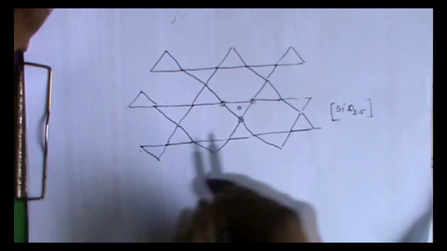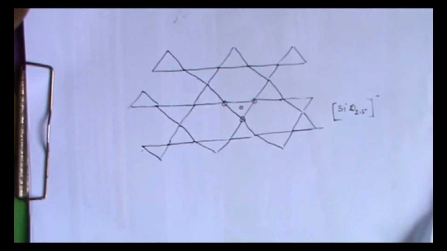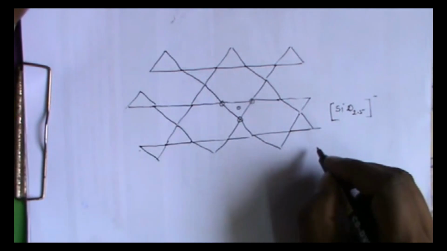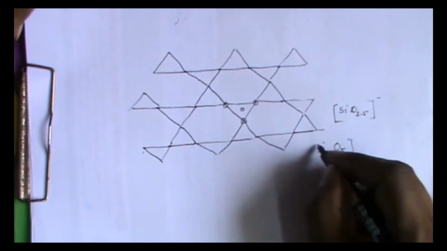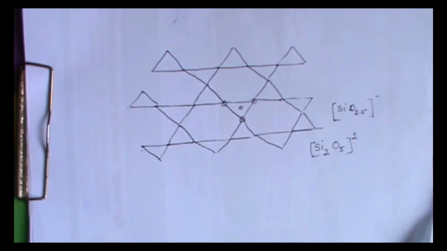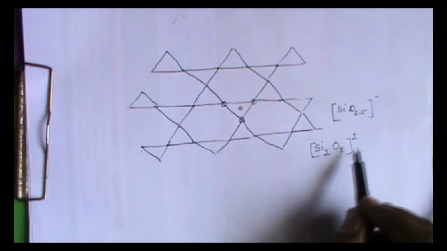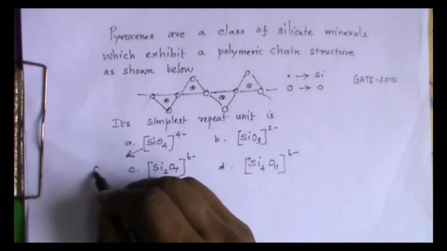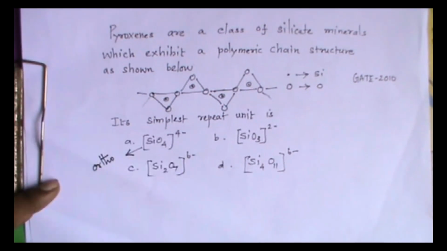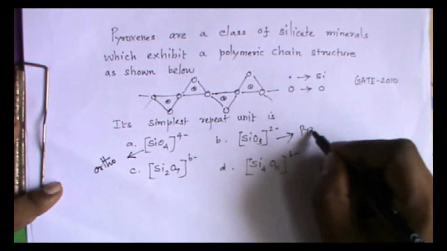What about the minus charge? Here I have one oxygen atom that is not shared, so I will get like this. To get a whole number, I multiply by 2: Si2O5 and 2 minus, this is what I get. For sheet silicate, the repeating unit will be Si2O5 2 minus. Now we can go through the given options. This is for orthosilicate. This is for pyroxene. So this is the correct answer.